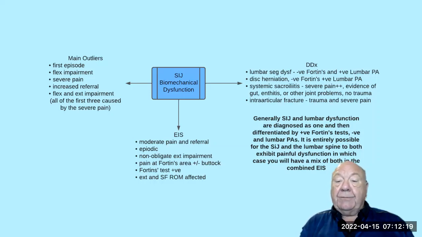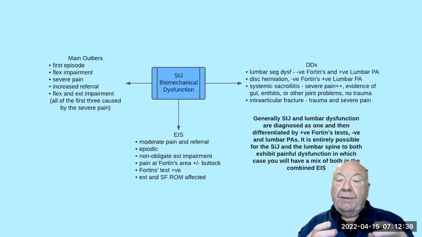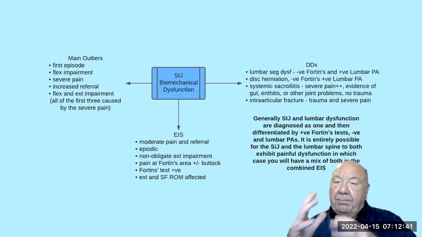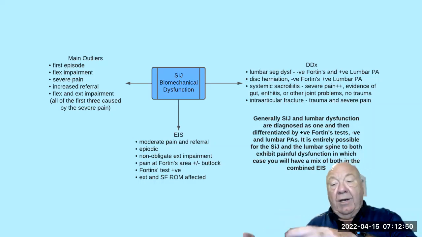Now, a word about when both are going to be diagnosed or you're confused between lumbar and SIJ dysfunction. The two differential tests are Fordham's test, being positive for SIJ, and also PAs being positive or negative, of course, for lumbar spine dysfunction. With the Fordham's test, if they've got both problems going on, they will give you a positive Fordham's test, but they're likely to turn around and say, I've really got two pains, two areas of pain, one there and one in the lumbar spine.